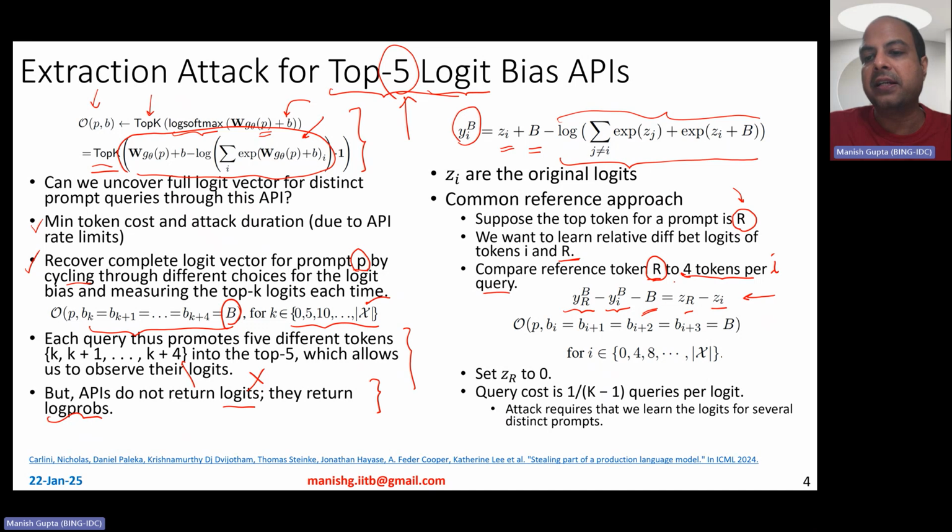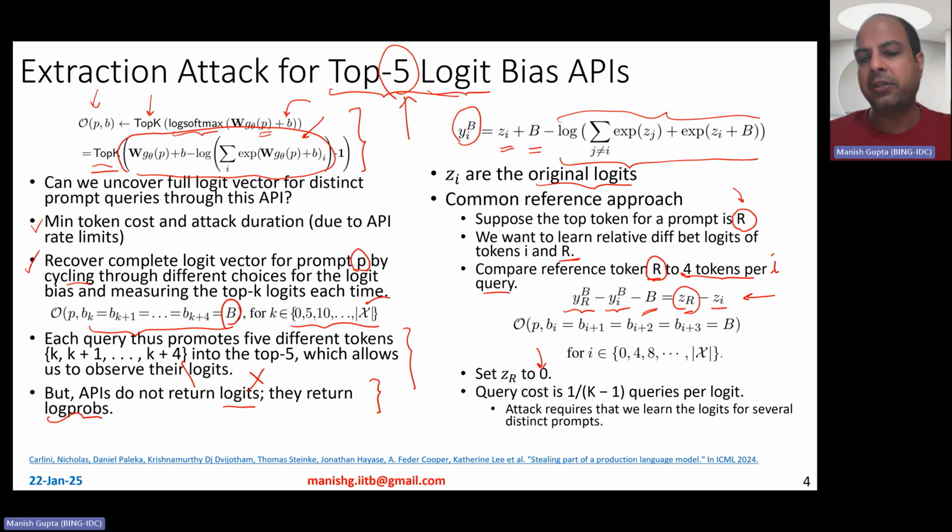Now, of course, ZR and ZI are unknown because they are the original logit values. You basically want to find them, so they are unknown in that sense. So that's basically going to be ZR minus ZI. Now, since ZR is unknown and it's a reference token, let's just set ZR to 0. So all the logit values that you will obtain are going to be relative to ZR, relative to a particular token, the top token in that sense.